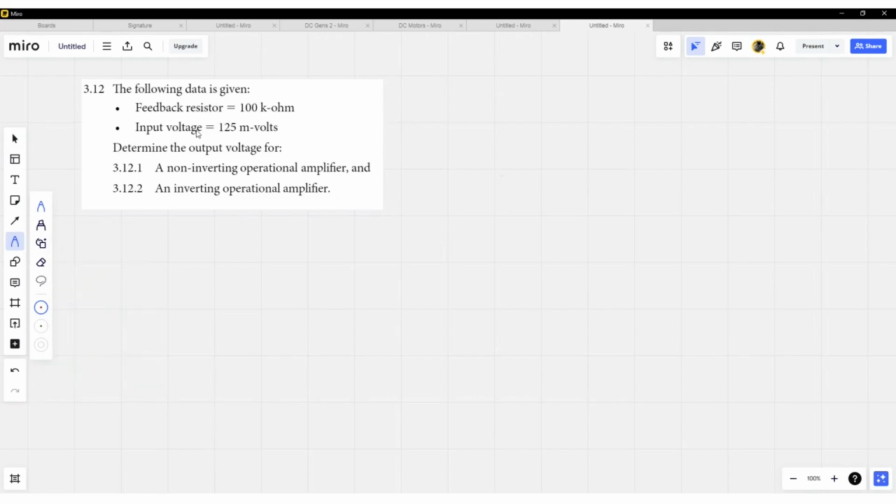Okay, so we're given a feedback resistor, RF.